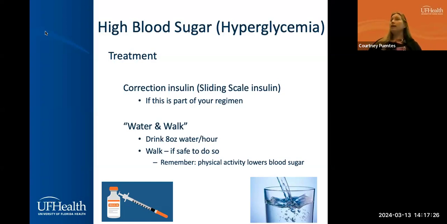If you can tolerate exercise, remember we learned exercise will help burn off some sugar. But we don't want heavy exercise. Light to moderate activity, like going for a walk, is another great resource for lowering those blood sugars back down.